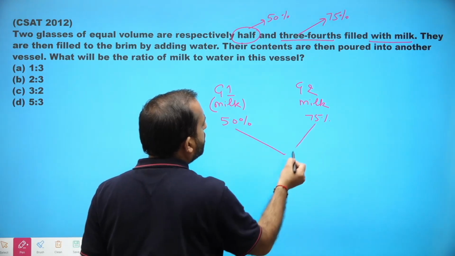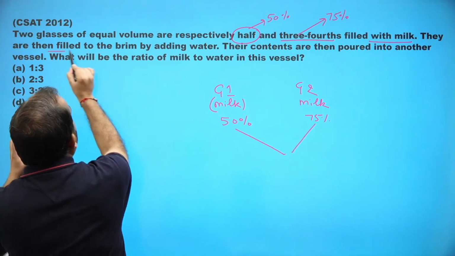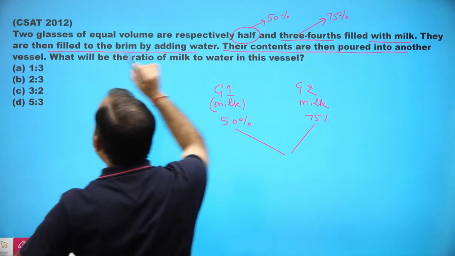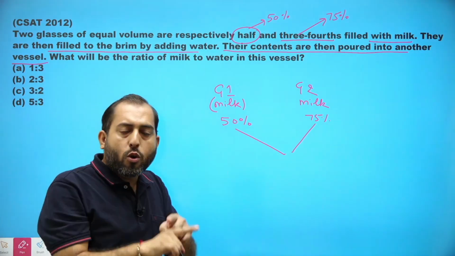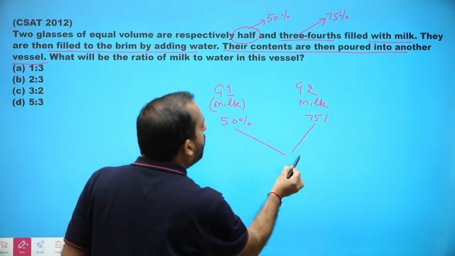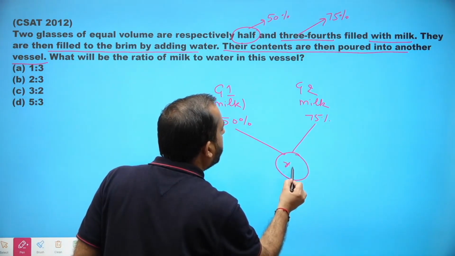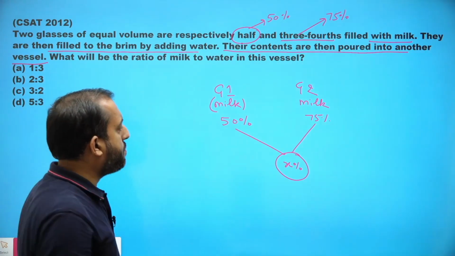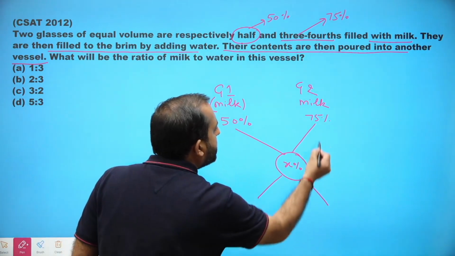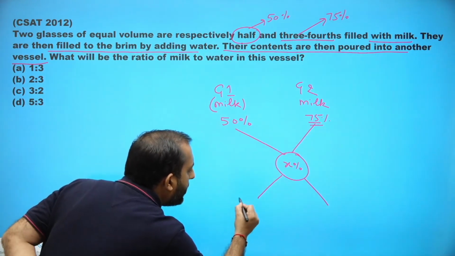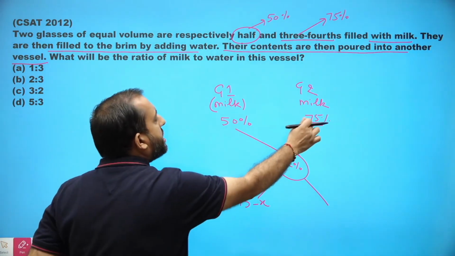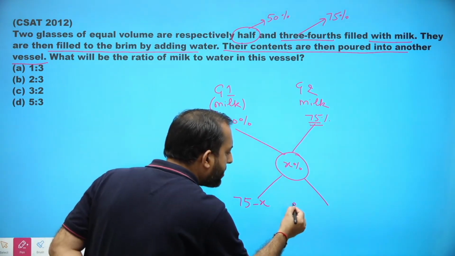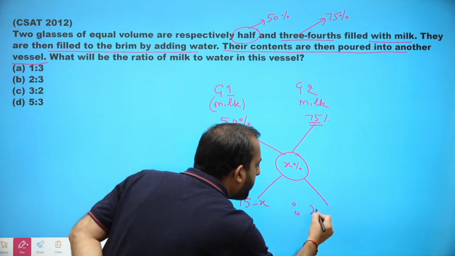When these two glasses were mixed, they are then filled to the brim by adding water and their contents are then poured into another vessel. I don't know what the quantity of milk in the new mixture is. What is the percentage of milk in the new mixture? Let's say it is X%. Now you can see 75 is the greater value. So 75 minus X. 75 will be the greatest value because 75 is greater than 50. So 75 minus X is to X minus 50.